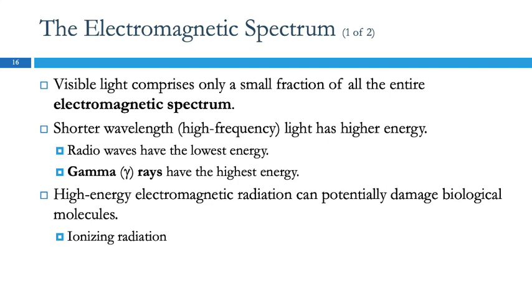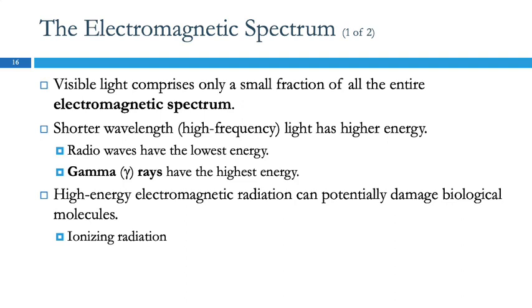So, visible light is electromagnetic radiation. That's only a little tiny part of the whole range, the whole spectrum of electromagnetic radiation. So, shorter wavelength radiation, higher frequency, has higher energy. And examples of higher energy radiation would be gamma rays. If we have longer wavelengths, lower frequency, then we have less energy, and radio waves would be at the other end of that with the lowest energy.